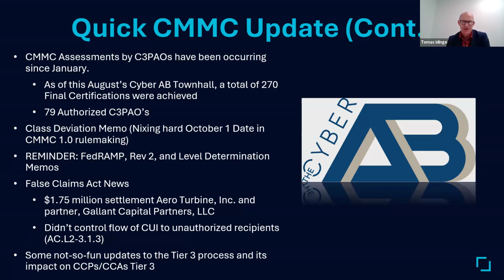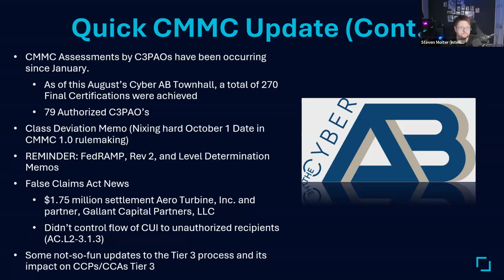Just a reminder, we're still in Rev 2, 800-171 Rev 2. That class deviation is still in place. It will take further rulemaking or another major memo for that to change, so it would be a big deal. And then the level determinations memo I mentioned earlier, the self-assessment versus certification assessment, was put out as guidance all predicated on the type of data being stored, processed, and transmitted by the contractor. Just quick reminders.